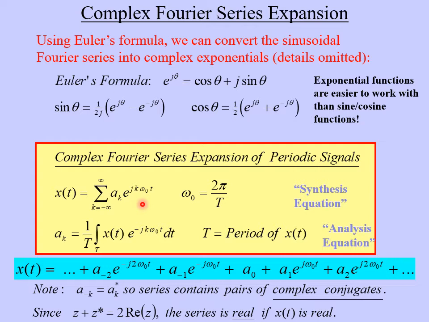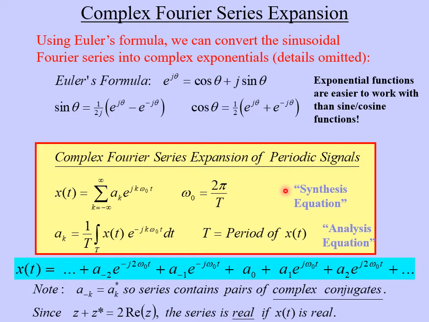So this is the complex Fourier series expansion of a periodic signal. A signal x of t is written as the infinite sum of a sub k, this is the coefficient, times e raised to the jk omega naught t. Now remember, omega naught is the fundamental frequency of x of t, which is 2 pi over its period. And notice up here in the complex exponent, we have k omega naught. That is the harmonic frequency. k is an integer times omega naught. And of course, that j there makes this a complex exponential function.